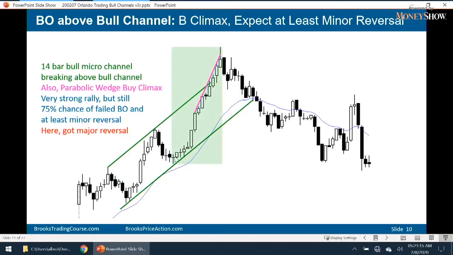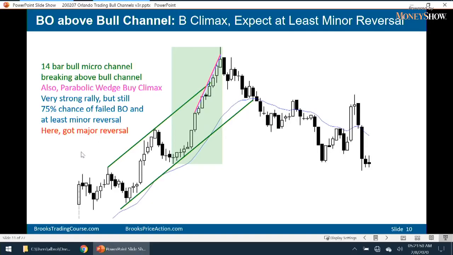Okay, here we have a bar with a low above the high of the prior bar. And in fact, we have 14 consecutive bars where every low is at or above the low of the prior bar. I call that a micro channel. And within it, we have a breakout, and then we have a smaller bar. We have another breakout, another smaller bar, and then a series of bars, another breakout. So we have 3 legs up in a very tight bull trend. And when that's the case, I call it a parabolic wedge. So this is a parabolic wedge.